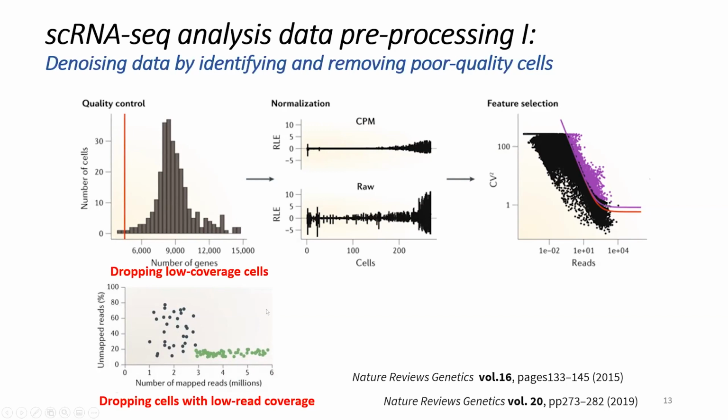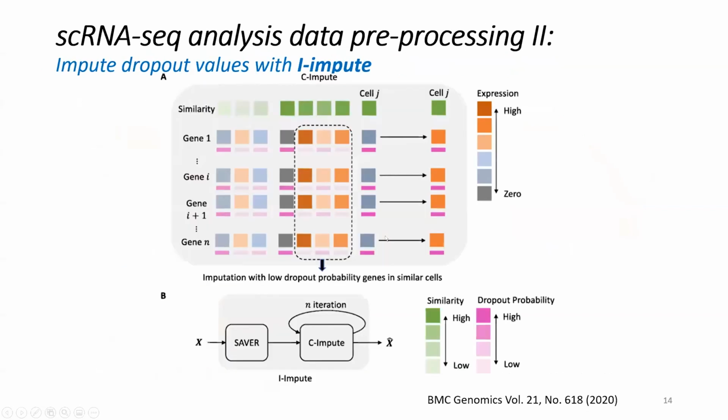But dropping cells is not the only thing you do. For comparison, you also have to normalize them. And in many cases, you also have to look only at genes or features that are significant. But then there's another issue: imputing dropout values.